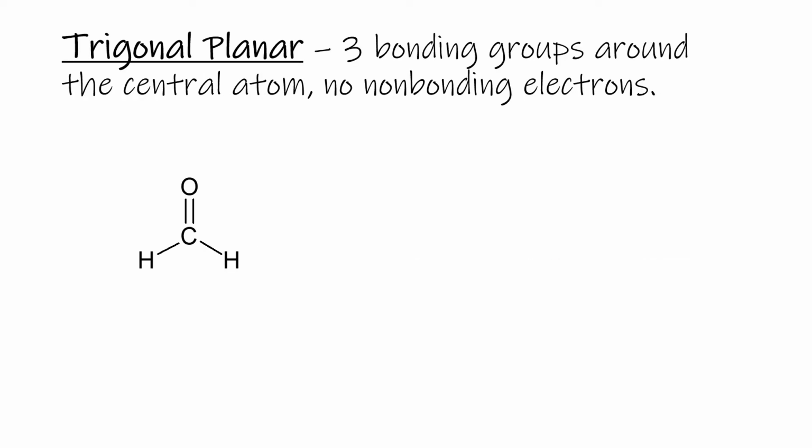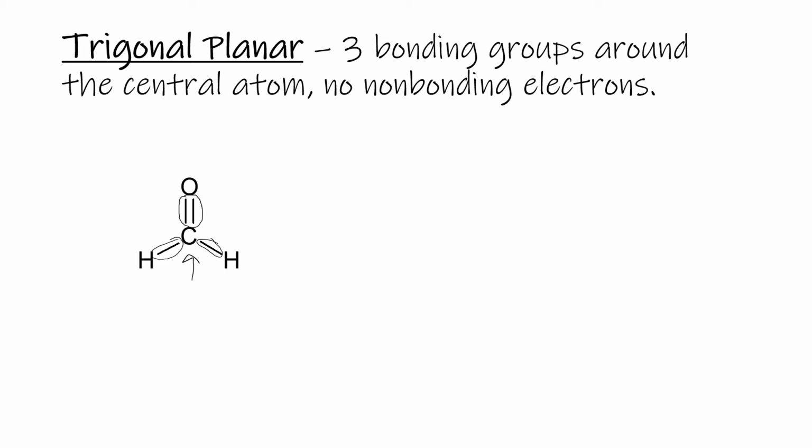The next shape we're going to look at is trigonal planar. Trigonal planar molecules are going to have three bonding groups around the central atom with no non-bonding electrons. Here is our central atom of carbon, and you have a group up here, a double bond, a single bond between the carbon and hydrogen, and another single bond. So you have three groups of electrons. They get as far away from each other as possible, which ends up being 120 degrees.